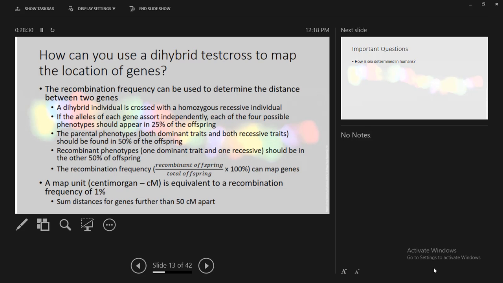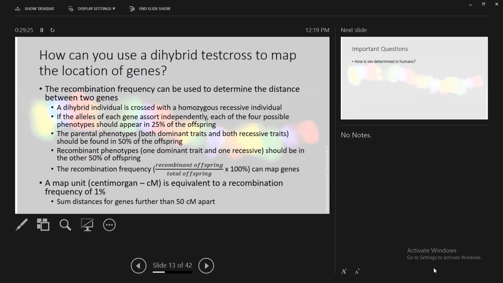So we cross a dihybrid individual with a homozygous recessive individual. If all of the alleles for each gene assort independently, we're going to generate 4 different phenotypes, right? One that has the wild type for both, which is what our dihybrid individual has. One that has the recessive for both, which is what our true breeding homozygous recessive individual has. And then one that has the dominant or wild type for the first one, mutant for the second, one that has a mutant for the first, wild type for the second. And they should account, each of those should account for 25% of the offspring. The parental phenotypes should be found in half of all of the offspring, should have a phenotype just like mom or a phenotype just like dad. And then half of all offspring should have a phenotype that was not found in mom or dad.